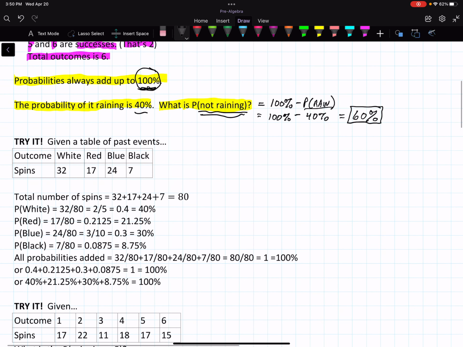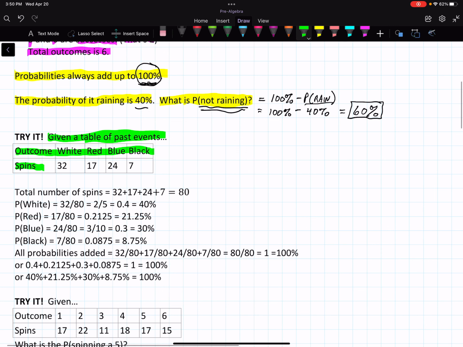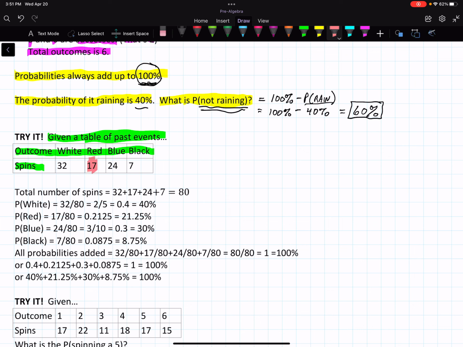Now let's try another little thing here. Let's say we're given a table of past events. Here are my outcomes of spinning. I can spin a red. Let's go here, red at 32. Sorry, that's white, so let's undo that. White we'll leave alone at 32. Red gets this off red, 17. Blue, we'll give it a blue. And black we'll circle with black.